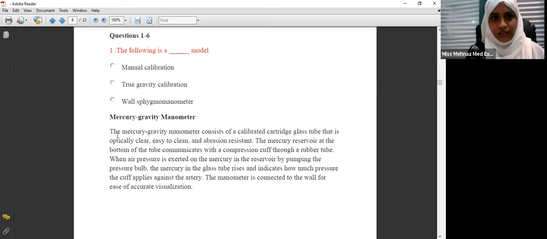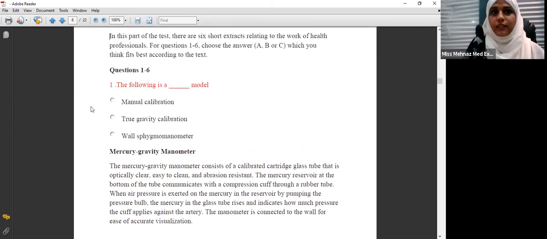Okay, we'll read the instruction first. In this part of the test, there are 6 short extracts relating to work. You should choose the answer A, B, or C which you think is the best fit. The following is a dash model. So what is the best answer here? It's a mercury gravity manometer. Always look, don't skip anything. Look into the heading. That will give you an idea, and read it, it will give you a better one.